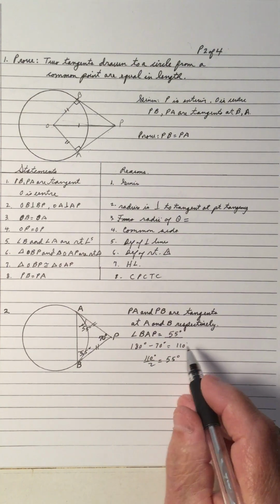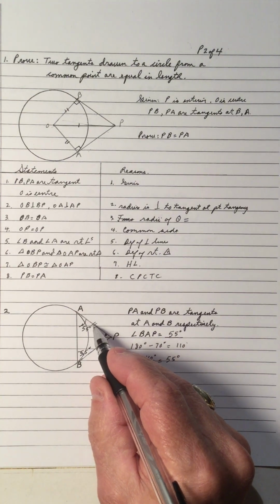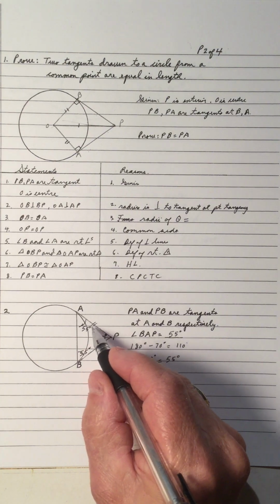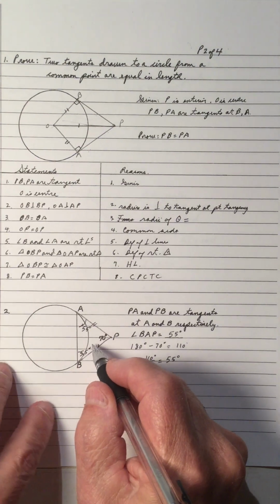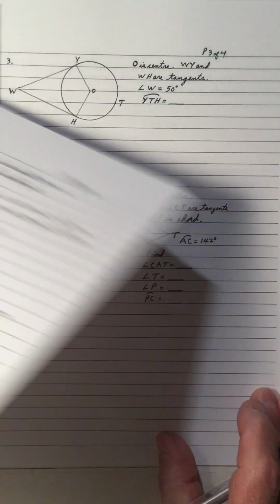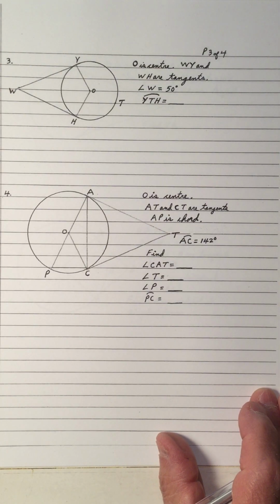Which is what we had to prove. Again, the two tangents are equal from a common point, and they form an isosceles triangle with the base angles equal. So 55 each. So let's continue to use that property in other examples.